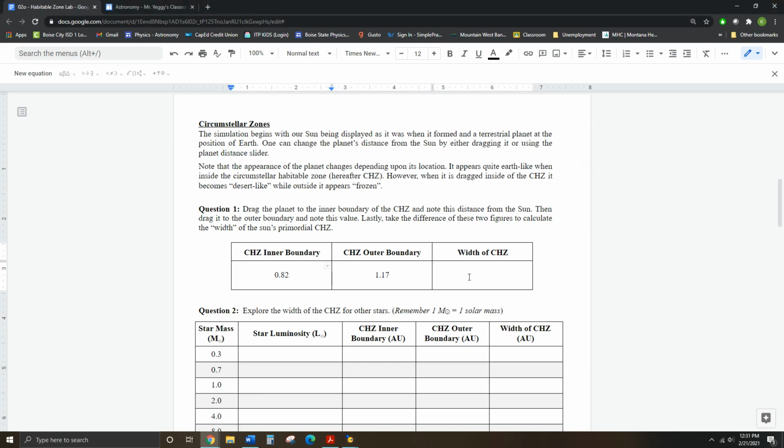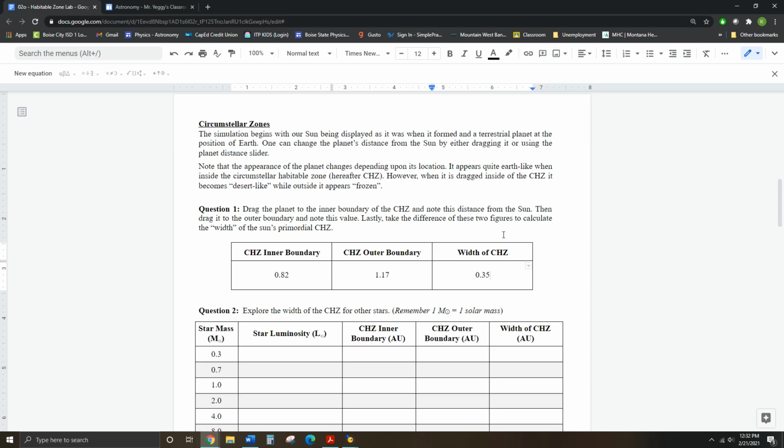Boom. Okay. Now it's asking for the width of the CHZ. How wide is the Goldilocks zone? Well, the closest you can be is 0.82 AUs. The furthest you can be is 1.17. So we run that math. 1.17 minus 0.82. We get about 0.35 of an AU. That's how wide that is.